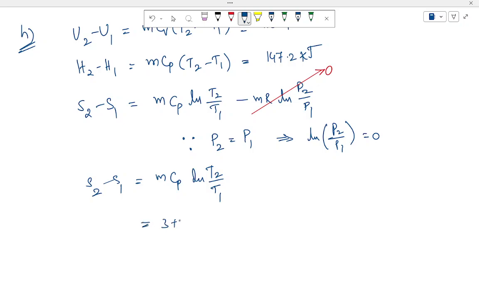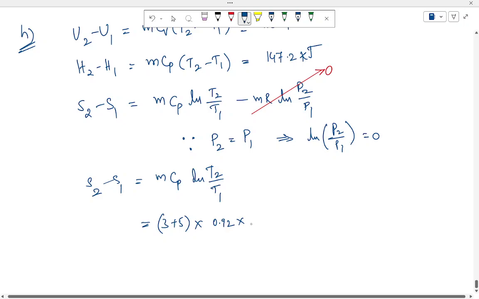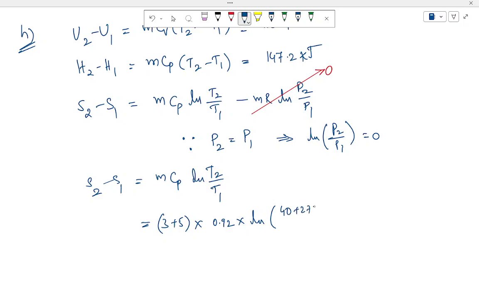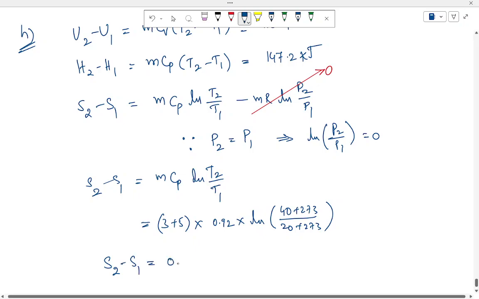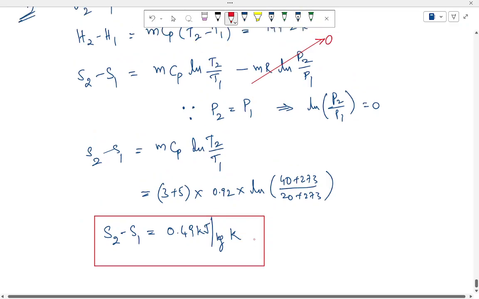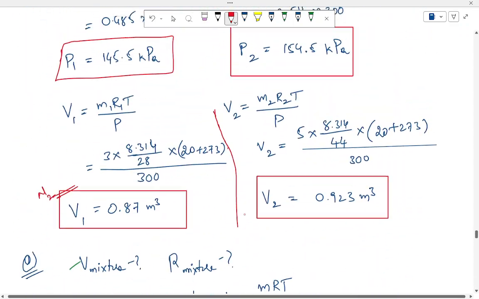So the m is 3 plus 5 we know in the question, and the Cp you have found out in the previous sub question, 0.92, and the ln T2 is nothing but 40 plus 273, and T1 is nothing but 20 plus 273. So that S2 minus S1 will be equal to 0.49 kilojoule per kg Kelvin. So you have found out S2 minus S1 even in the constant pressure process.